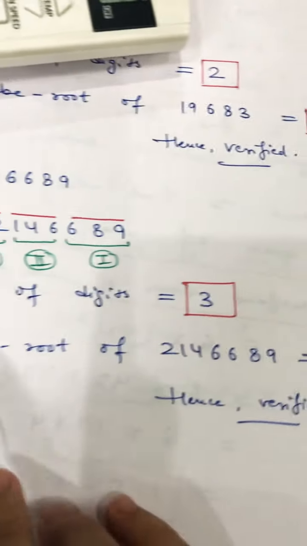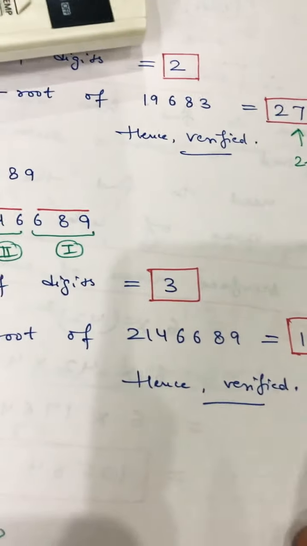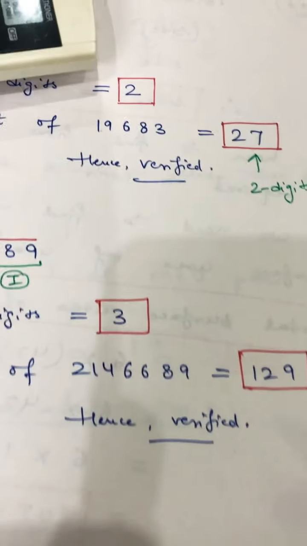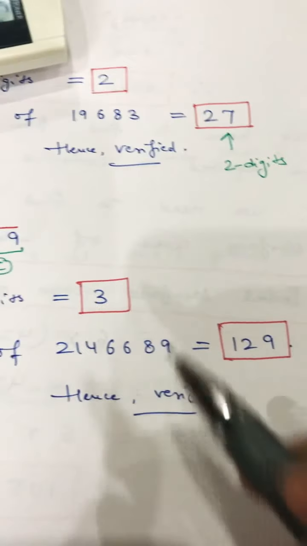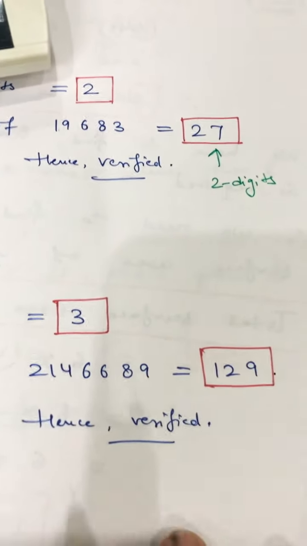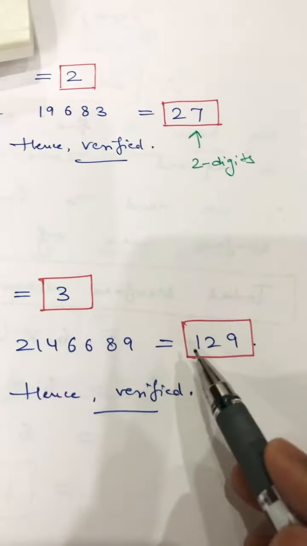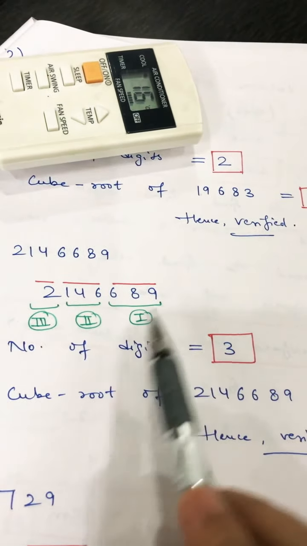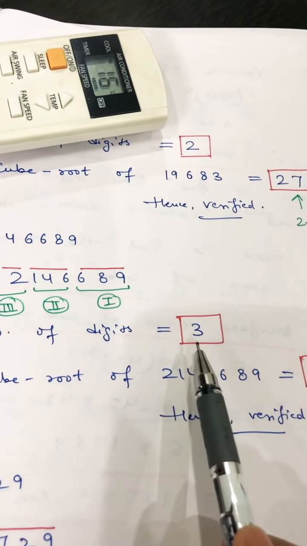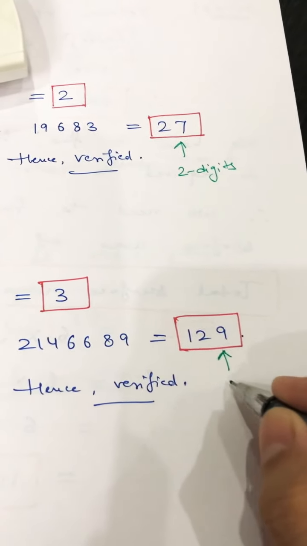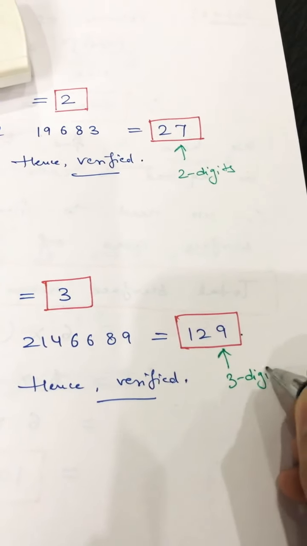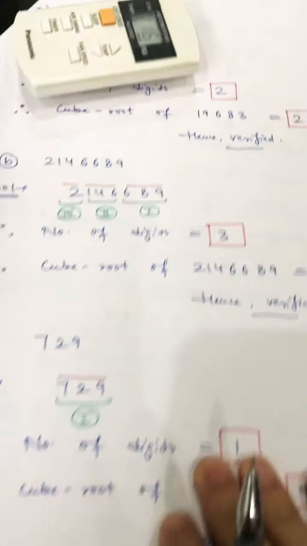So let's take out the cube root of this. You can take out a cube root with the prime factorization, or if you have learned, then you can directly write the answer. I have taken this out with the prime factorization on my rough page. Then your answer is coming 129. So how many digits are coming? 1, 2, 3. And earlier you were told that the number of digits will be 3 in the cube root. So it is matched. There are 3 digits, so hence you have verified. Okay, it is very simple.